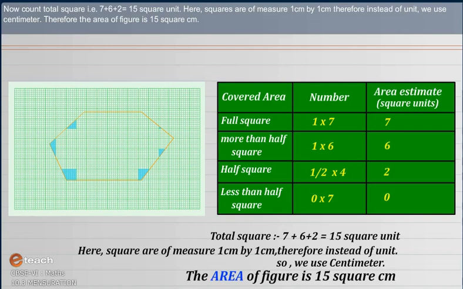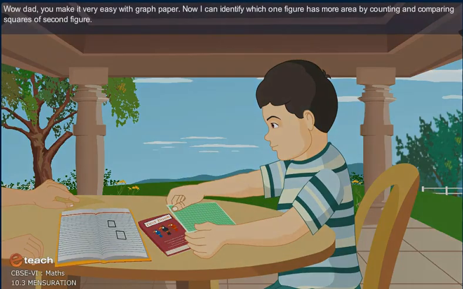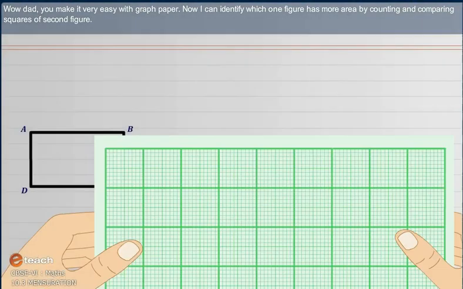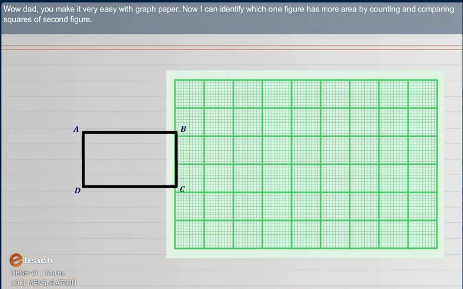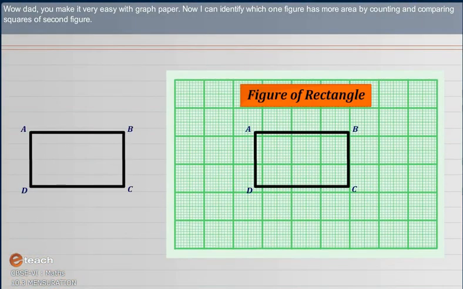Here, squares are of measure 1 centimeter by 1 centimeter. Therefore, instead of unit, we use centimeter. Therefore, the area of the figure is 15 square centimeter. Wow, Dad! You make it very easy with the graph. Now I can identify which figure has more area by counting and comparing squares of the second figure.